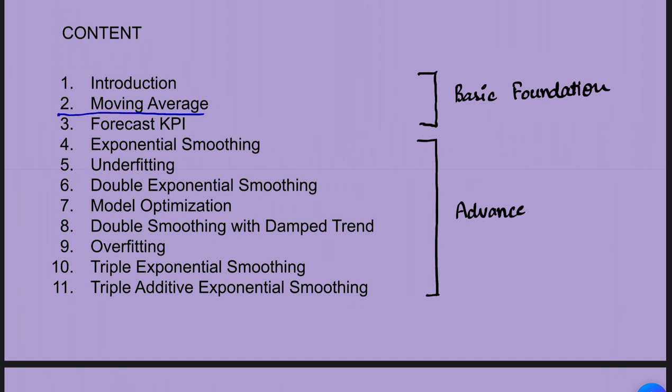As you already know, the first three chapters, introduction, moving average and forecast KPI, serve as the basic foundation for time series forecasting. The rest are the advanced concepts that we are going to study, like the techniques that are usually used to predict the future for time series data. Okay, so let's move forward to the moving average part.